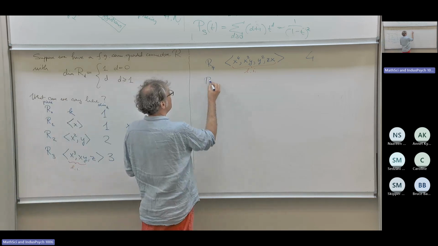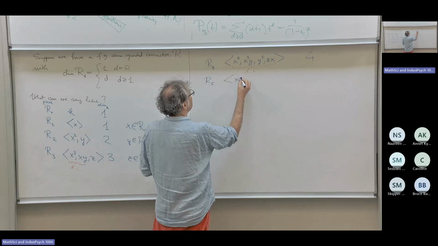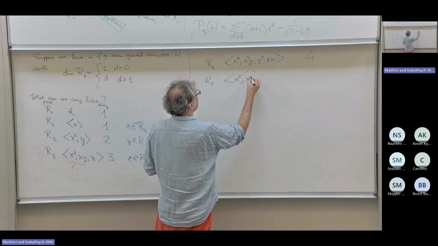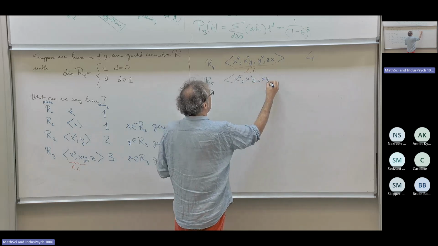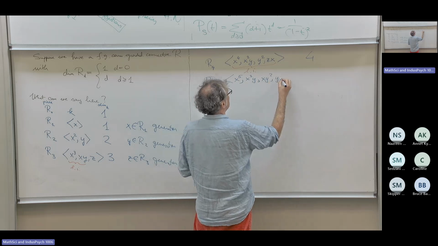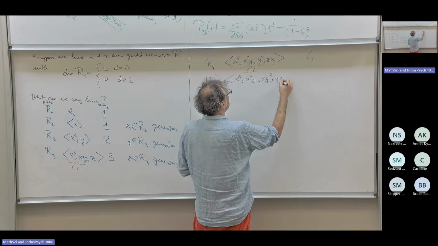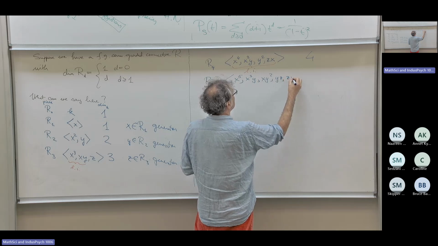How about R5? And in R5, again, we will be lucky. X to the 5, x cubed y, xy squared, yz, that's degree 5, and also z x squared.